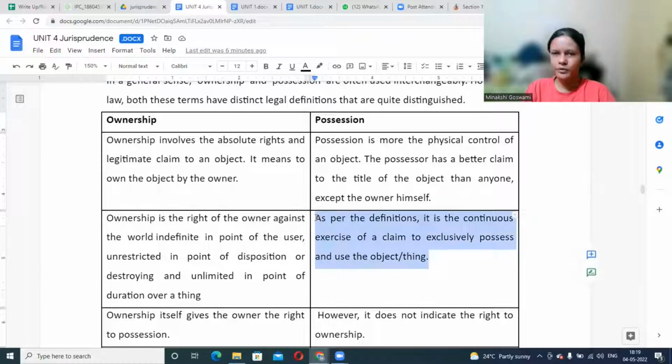When we talk about possession, it might be for a specified time frame, for a specific purpose. Like in the case of that apartment, only until the interiors are done, they have possession. After that, they need to hand it over to the owner. But owners would have absolute right until and unless they sell the property, gift it to someone, or dispose of it. They would have absolute rights on the property.